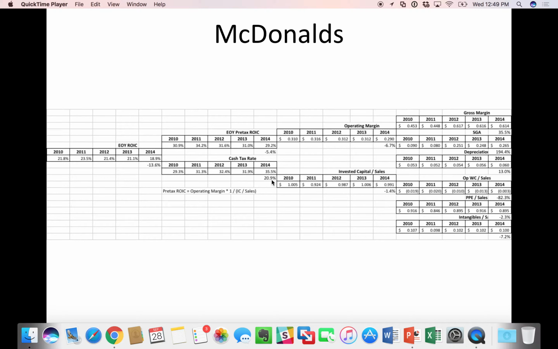So in this case, McDonald's is doing worse because they're paying more taxes. That's important to know, but it doesn't mean that their stores are actually getting worse. So now we're going to look at the pre-tax ROIC, and we can see that in 2010, the stores were making 30.9%, and by 2014, they're making 29.2%. So the pre-tax ROIC did go down by 5.4%. So the performance of McDonald's operations is a little bit worse.